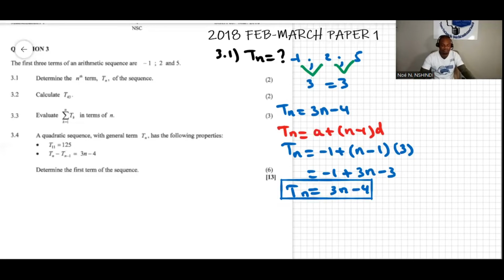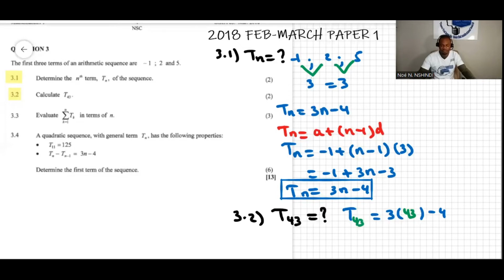Good. Now that was 3.1. Now 3.2. The question says calculate T43. I'm going to write it here: 3.2. We are looking for T43. This simply means the term where n is equal to 43. Okay, so we can just write Tn equal to 3n minus 4. Okay, T43 equals 3 times 43 minus 4.